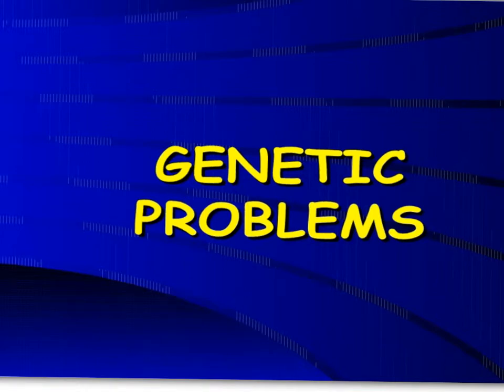Today we will be reviewing how to solve simple Mendelian genetics problems. These will include incomplete dominance, monohybrid cross, dihybrid cross, sex-linked characteristics, and multiple alleles.